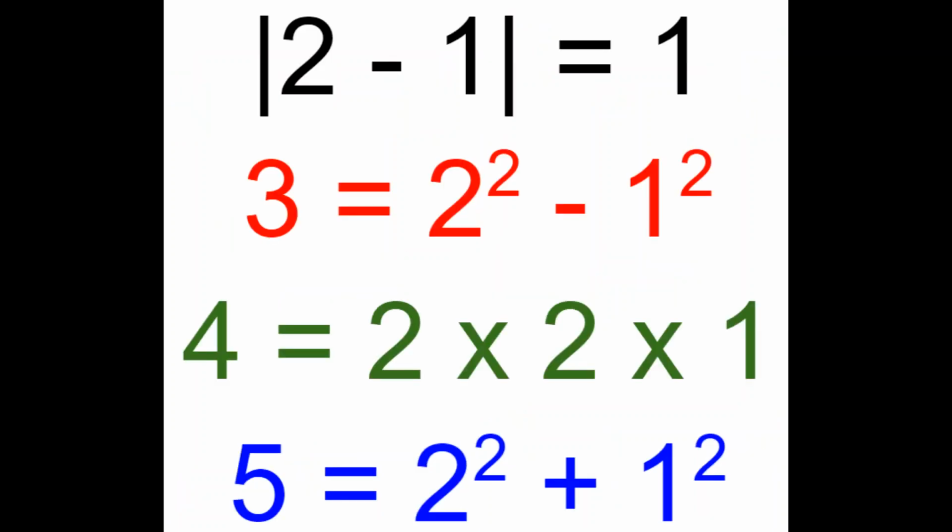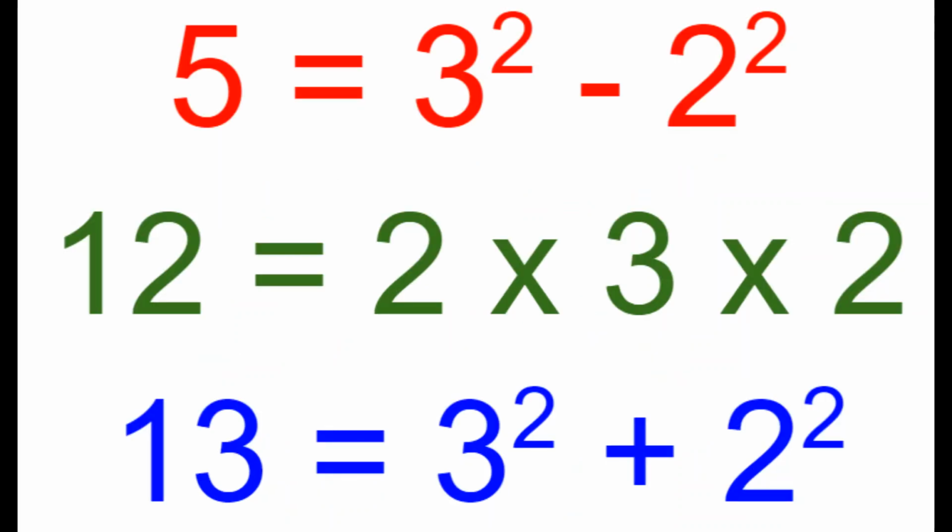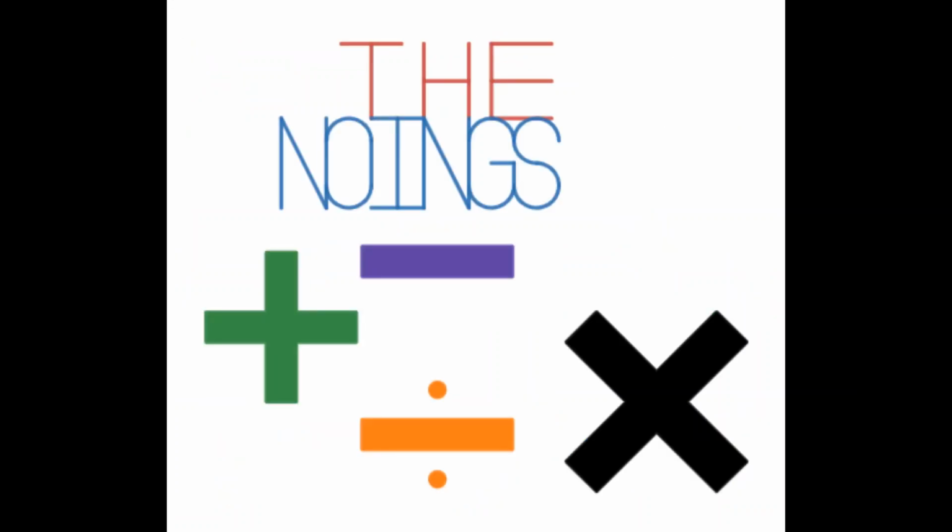Using m equal to 1 and n equal to 2 in this formula gives us 3, 4, 5. Using m equals 2 and n equals 3 gives you 5, 12, 13. Try this formula out for yourself by putting in two numbers that differ by 1.